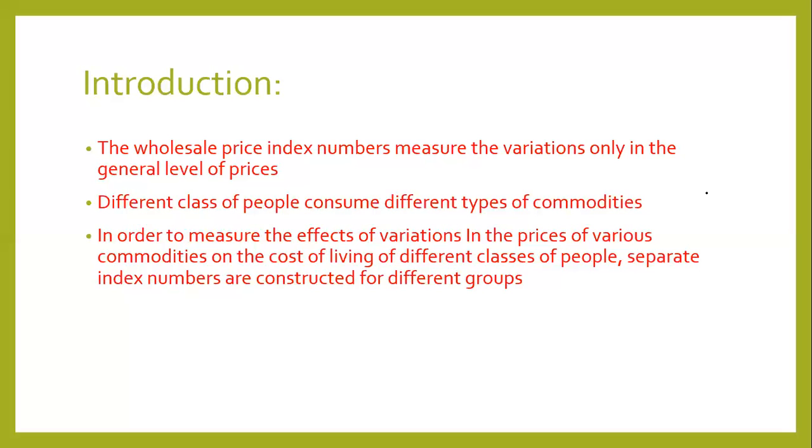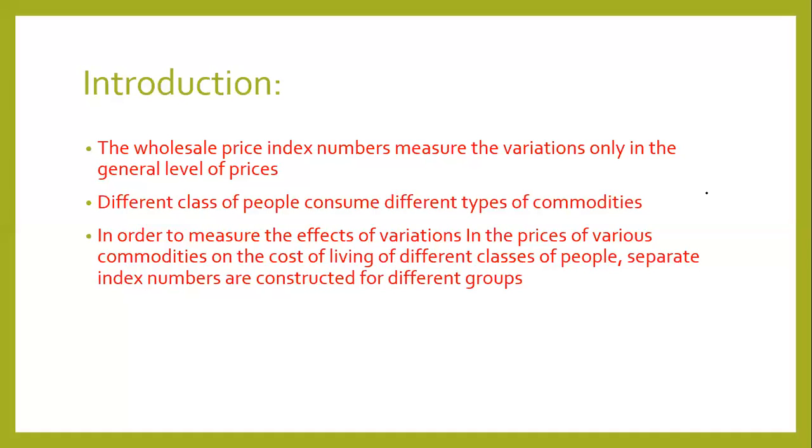Rich people have a very high standard. They prefer branded clothes and quality food, whereas middle class or poor people cannot afford such things. So it varies based on their classes. Different classes of people consume different types of commodities. As I said, rich people consume very standard food and standard clothes, and expensive cars, whereas poor people cannot afford to buy those things.